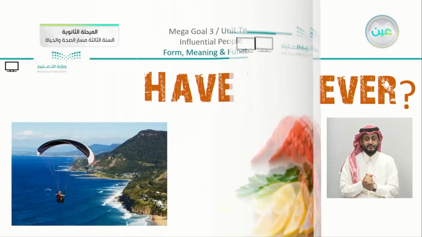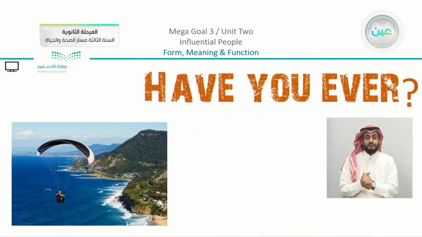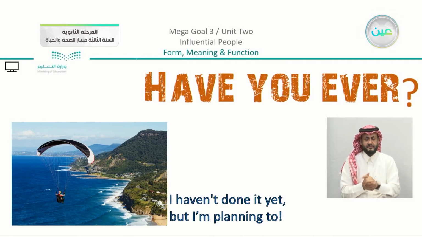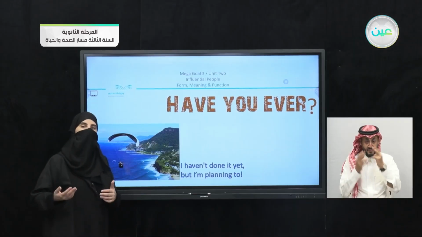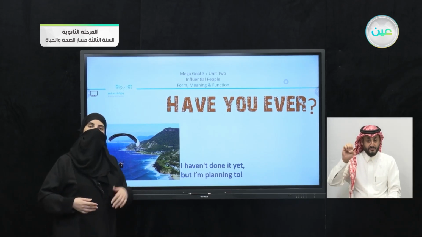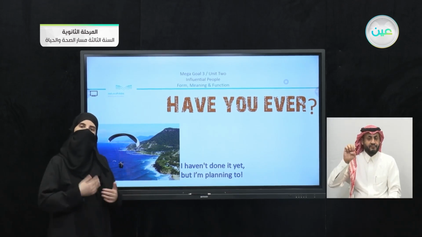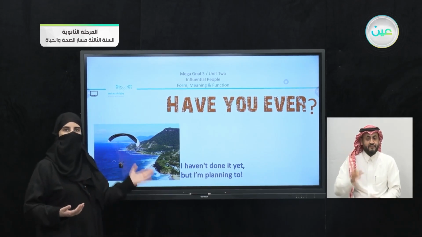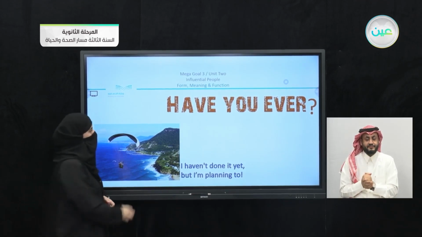And we have here the last example, "have you ever tried paragliding?" So we can say, "I haven't done it yet, but I'm planning to." Now note that I'm asking, "have you ever?" It's a yes/no question. So you are going to answer either yes or no and complete your answer using the present perfect. Now we're going to complete.